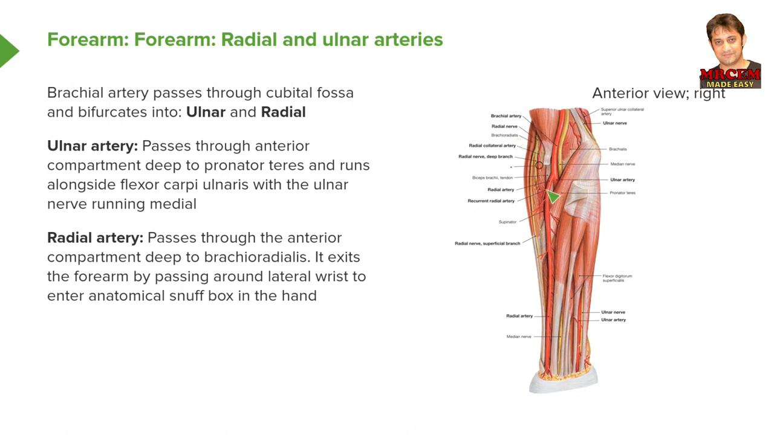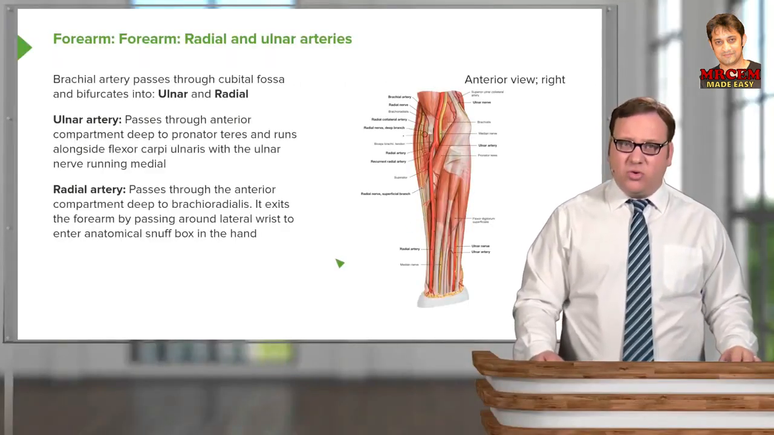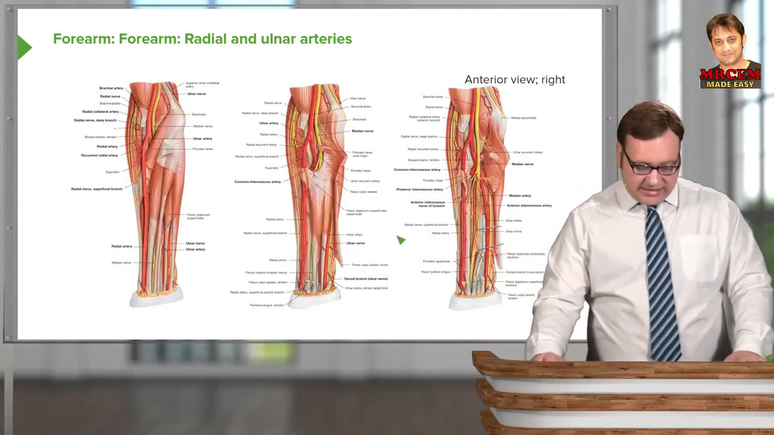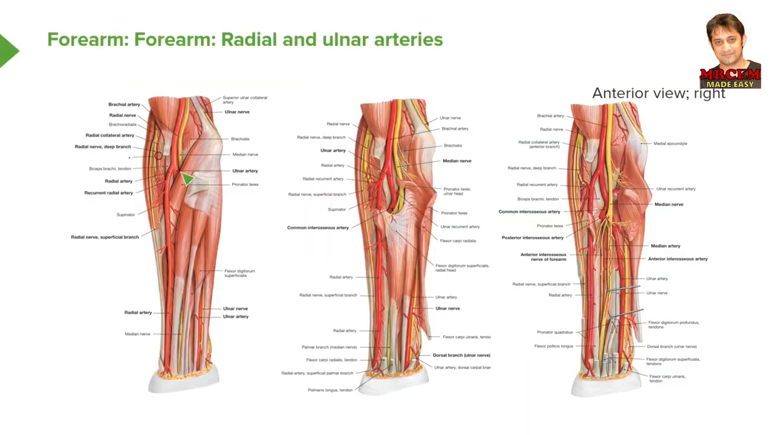The radial artery is also going to pass within the anterior compartment, but it runs deep to brachioradialis. So here we can see brachioradialis muscle, and the radial artery is running deep to brachioradialis muscle. It exits the forearm by passing laterally around the wrist, and it enters the anatomical snuff box, as we mentioned. So here we can see it in a bit more detail. We can see we have the radial artery as it's passing down deep to brachioradialis, ultimately going towards the hand, and we can see coming off it we have a recurrent radial artery that's passing upwards.